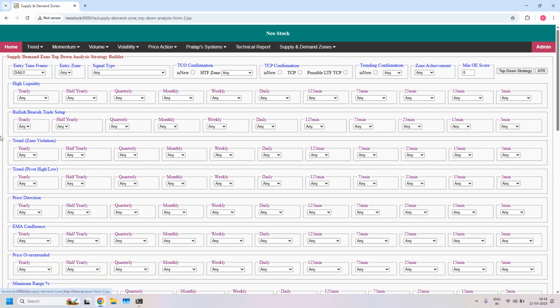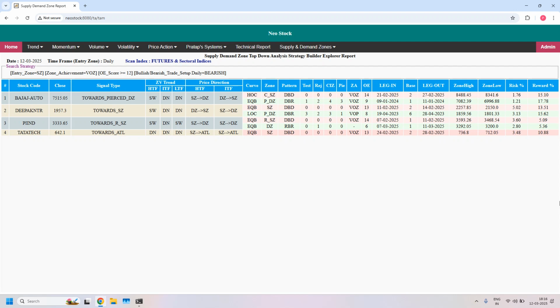Next, the bearish trade setup for monthly income trade. Entry time frame is daily. Entry zone is supply zone. In bullish or bearish trade setup at daily, I am selecting bearish. And zone achievement should be violated opposing zone. Minimum odd enhancer score should be 12. With these filters, we got 4 stocks. These 4 stocks are currently supporting a bearish trade setup for monthly income trade.